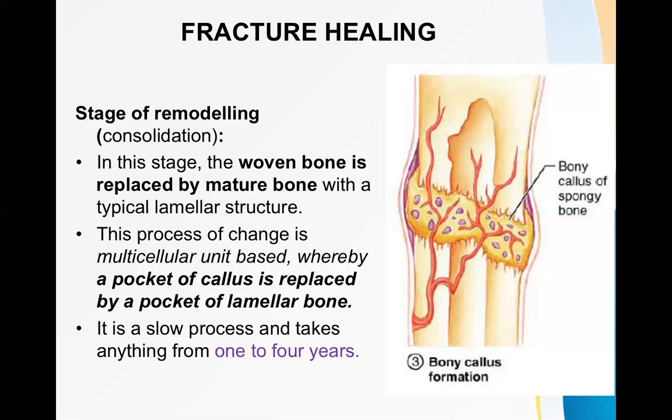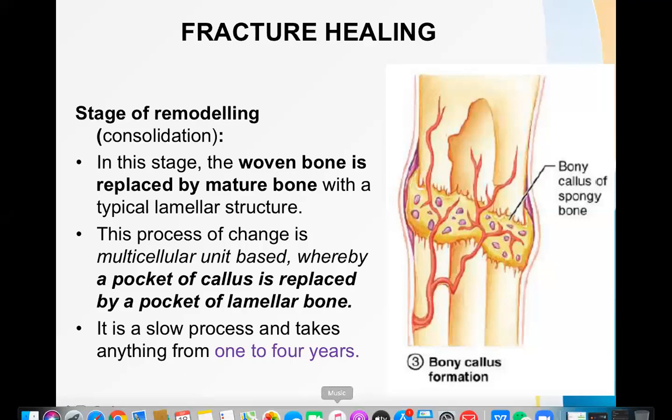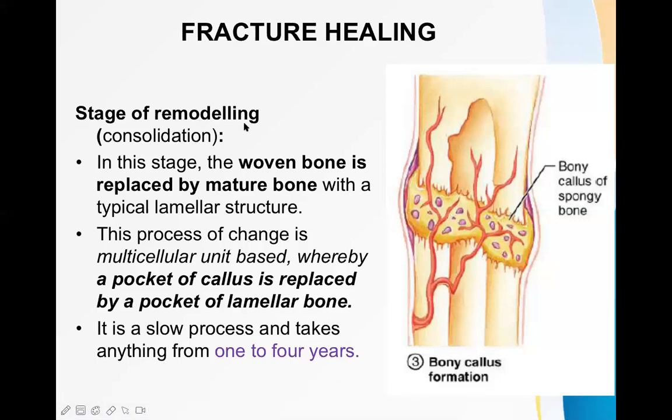So again they are saying the bone which is there at the stage of callus formation is slowly replaced by the stronger, organized bone called lamellar bone, and it is a slow process. It takes anything from 1 to 4 years. Okay, so this is an ongoing process. See this? The callus of spongy bone is there.